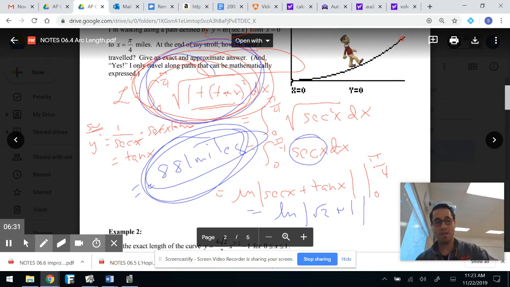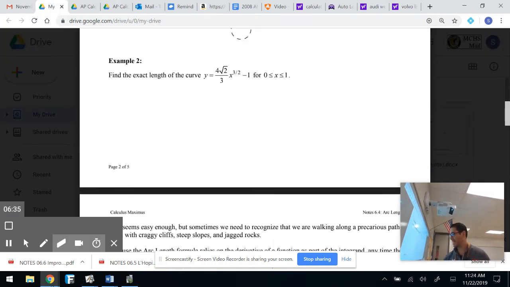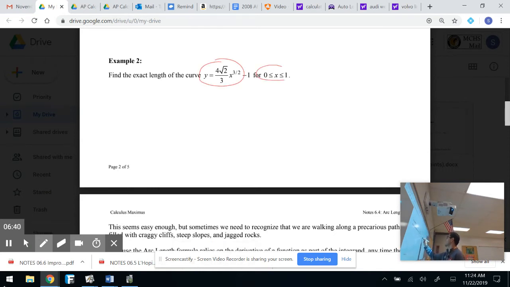See you soon. All right, here we go. Example 2. Hopefully my new screen here is good to go. We'll check it out. Example 2: find the exact length if that is my curve and I travel from 0 to 1.